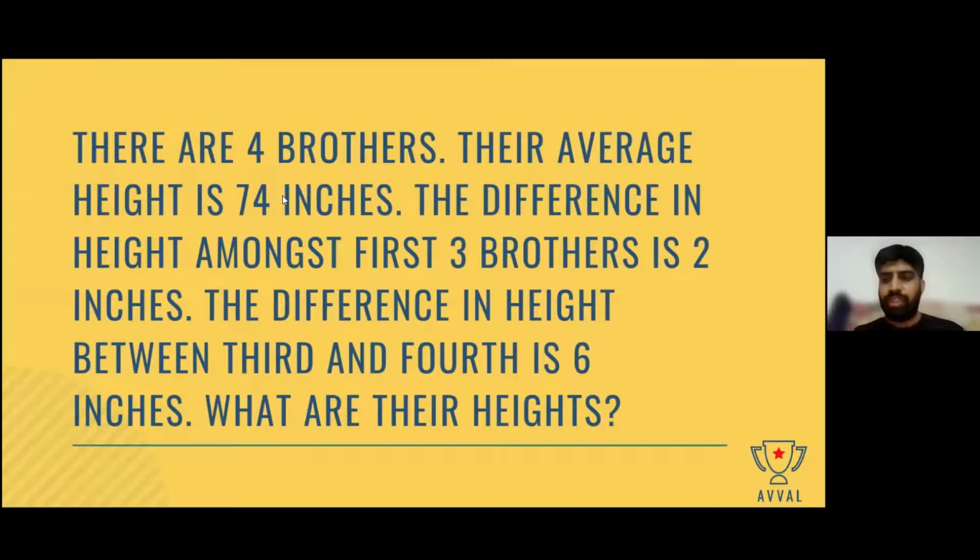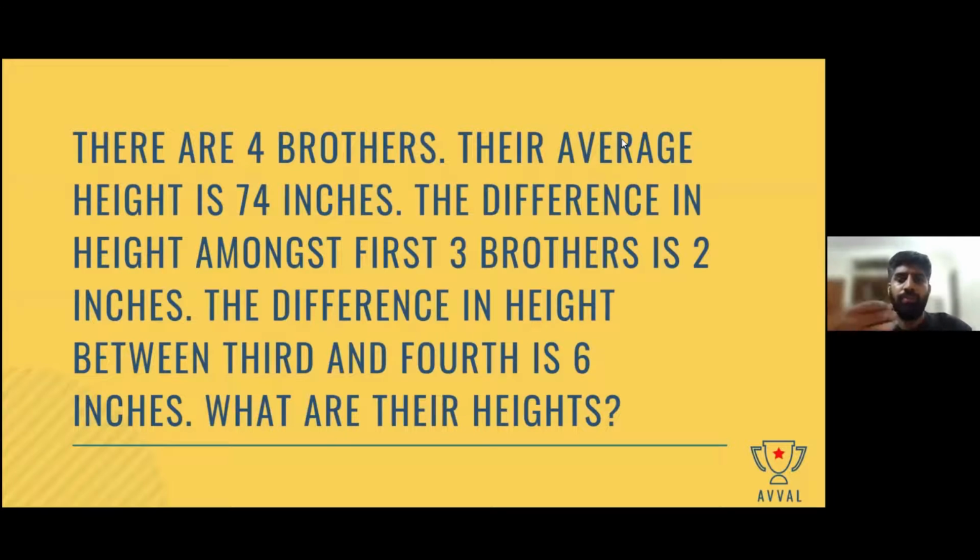The average height of the 4 brothers is 74 inches. The difference in height between the first 3 brothers, which is Amar, Akbar, and Anthony, is 2 inches. Okay, what are their heights? No, I want the height of each one of the brothers. I want to know how tall is Amar, how tall is Akbar, how tall is Anthony, and how tall is Aman. I want to know the height of each of the brothers.